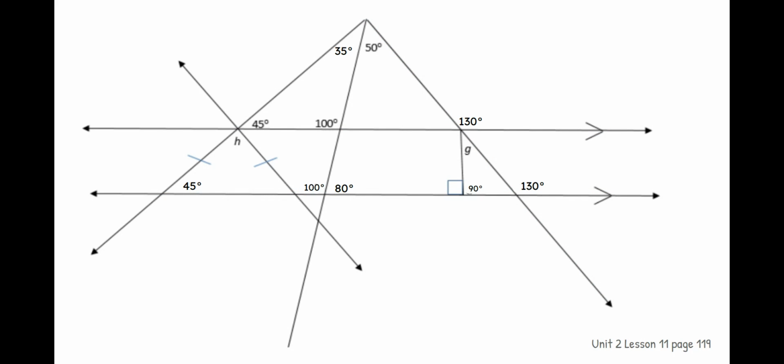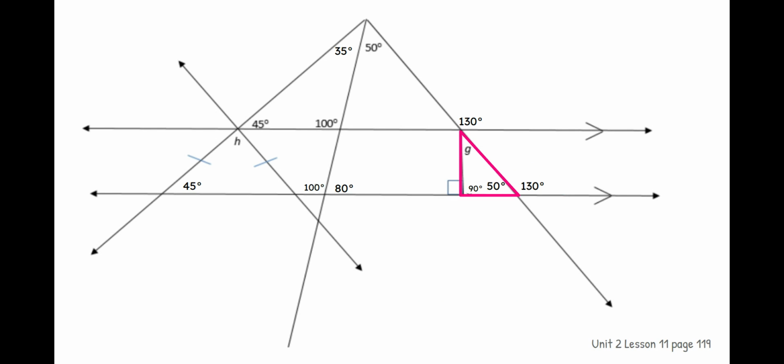Next, we find angle G, which is a two-step process. First, we have a linear pair here. Those angles add up to 180, so the missing angle must be 50 degrees. Notice we weren't asked to find that angle measure, but we needed to in order to find G.